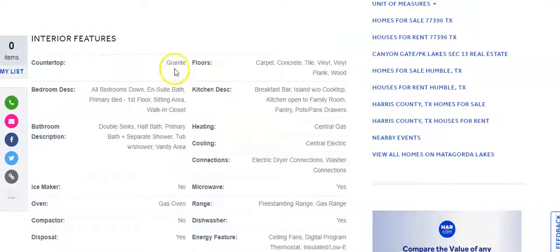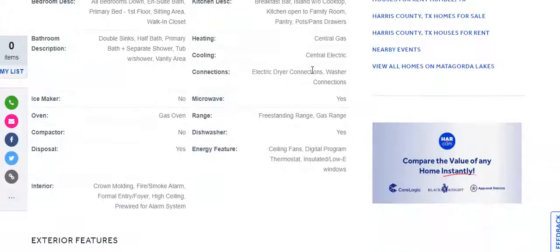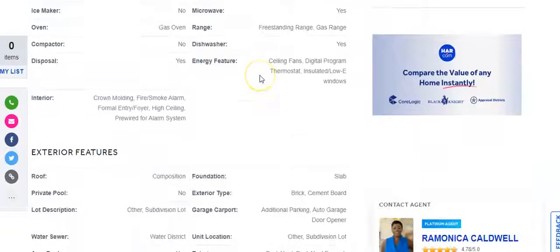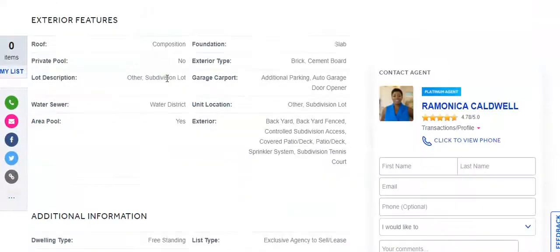Interior features, this talks about if the house has granite countertops, what type of flooring is throughout the home. The bedroom description talks about, are all the bedrooms up or down? Is there an ensuite bath? So you want to read all of the features just to make sure you're looking for things that make a difference for you when you're looking for a home. You want to make sure that these have the features that you're looking for or needing. You also may want to ask questions if they're not listed here.